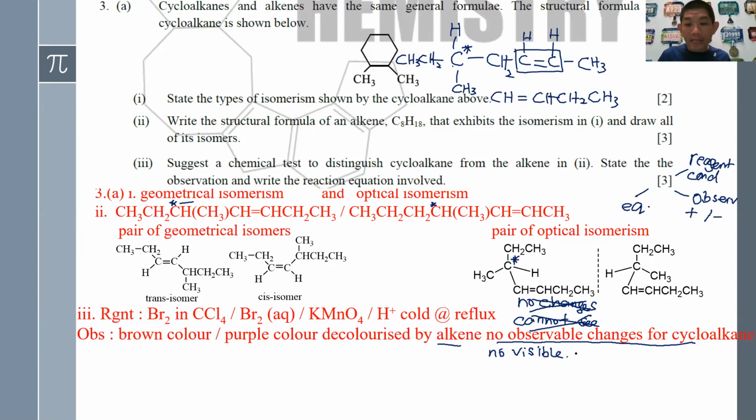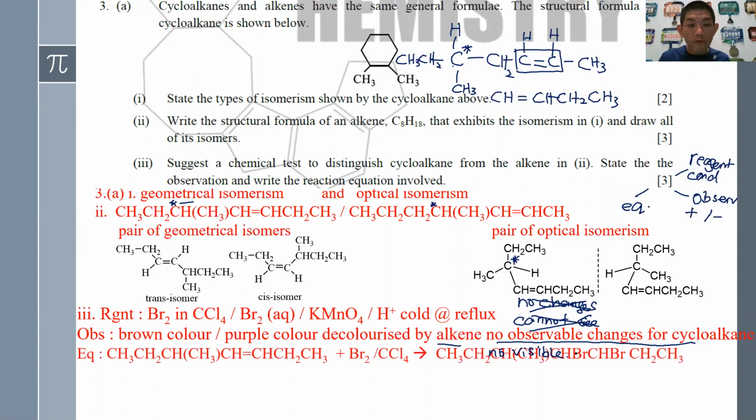Last but not least is the equation. If you use bromine in CCl4, which is the most recommended, you form the dibromoalkane. If you use bromine aqueous, you form a halohydrin, so you form Br and OH. This is the major product, and of course you must write the major and minor product for both of them if you're going to use a bromine aqueous solution.